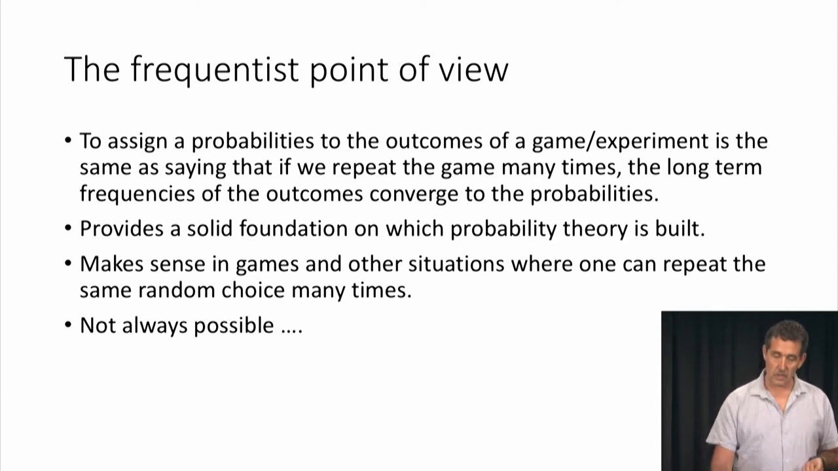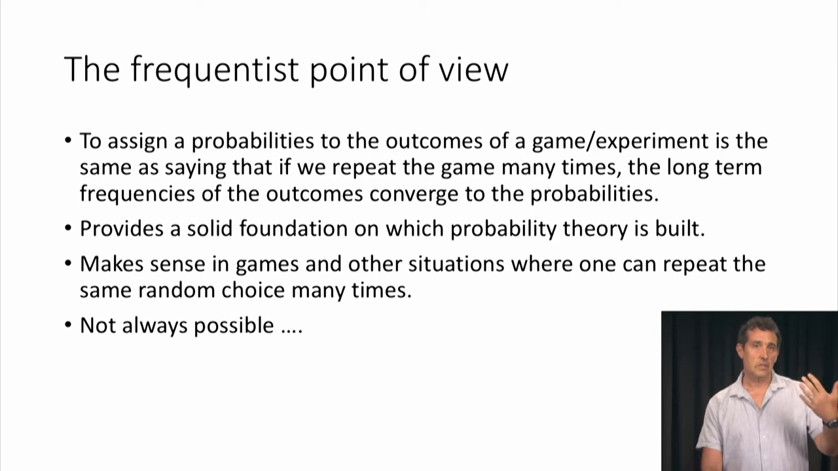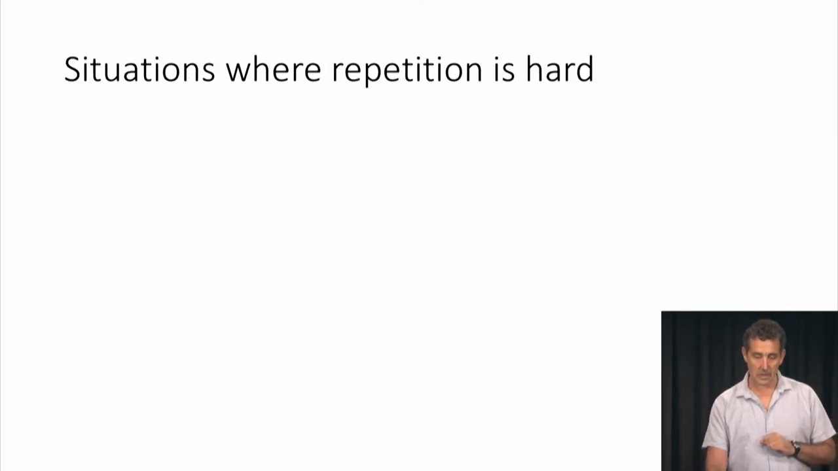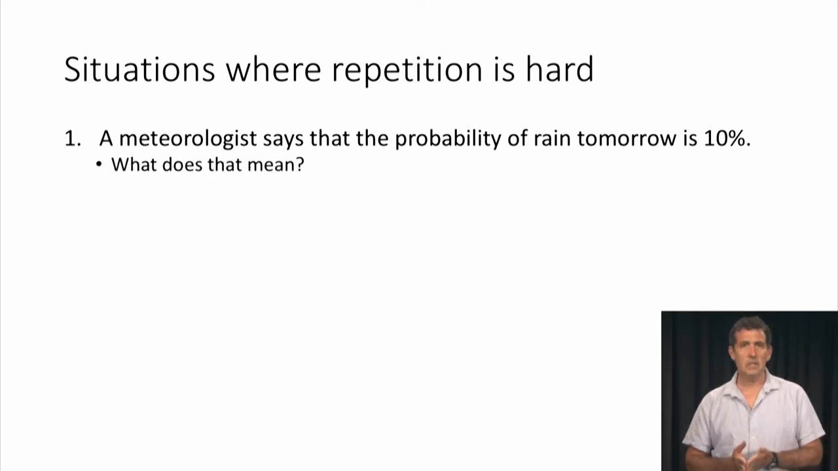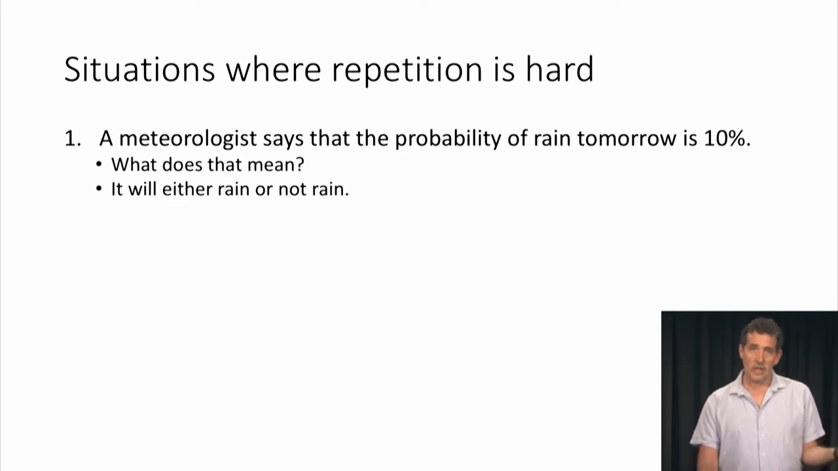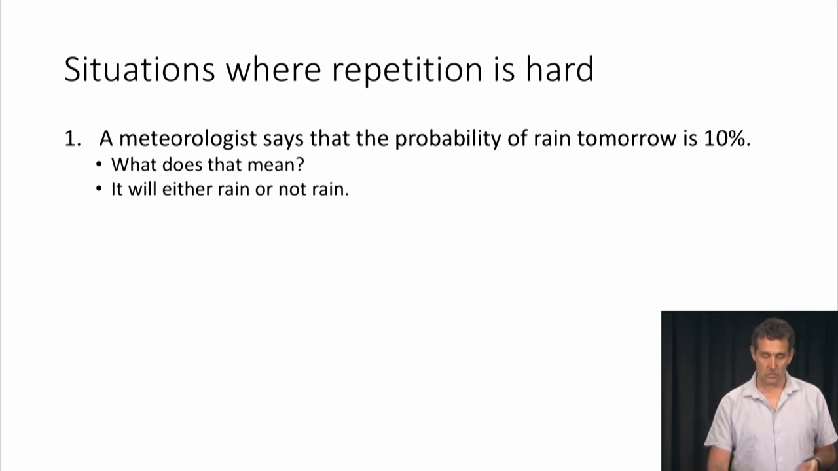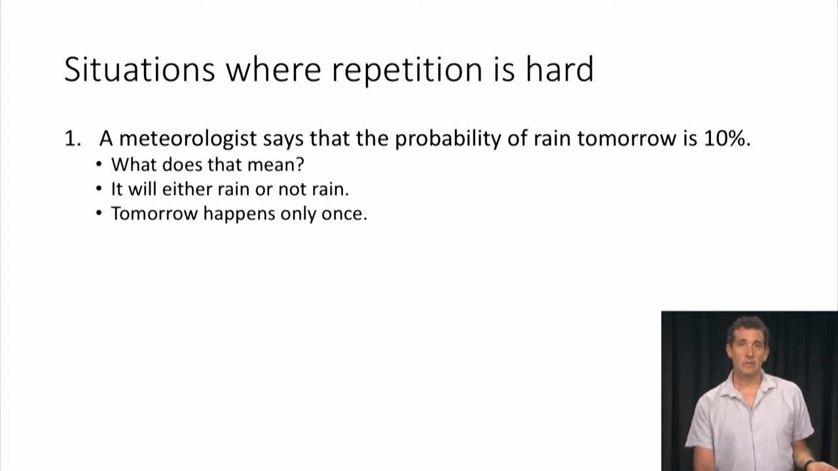So sometimes it really does not make sense to think about probability as something that is the result of repeating the same game many times. So here are some examples. Suppose a meteorologist says that the probability of rain tomorrow is 10%. What does it mean? It will either rain tomorrow or not rain tomorrow. And tomorrow is going to happen just one time. You can't repeat tomorrow more than one time.